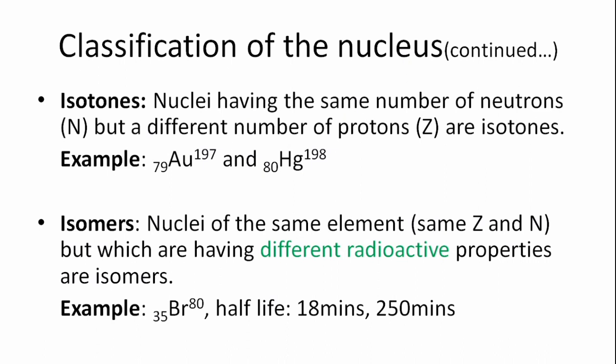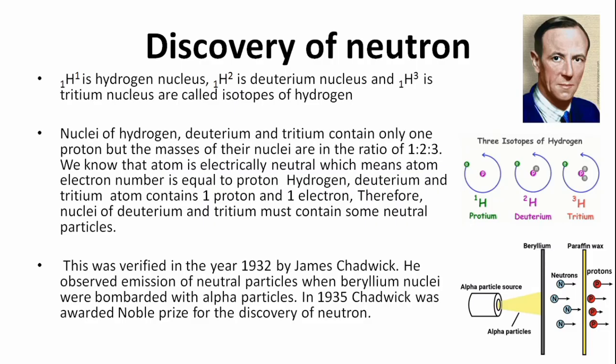An example for isomers is bromine, which has mass number 80 and atomic number 35. Their radioactive half-life is 18 minutes and 250 minutes. So the same bromine atom can have different radioactive properties. Some of the bromine nuclei will have 18 minutes of half-life, and some will have 250 minutes of half-life. The next topic which we are going to discuss today is the discovery of the neutron.